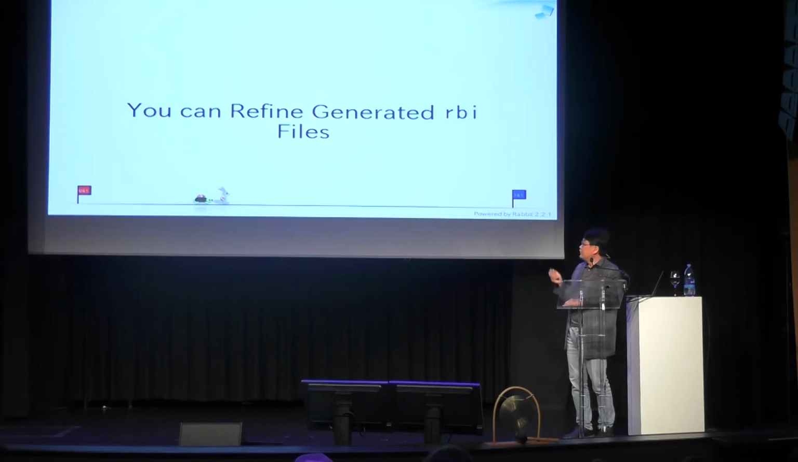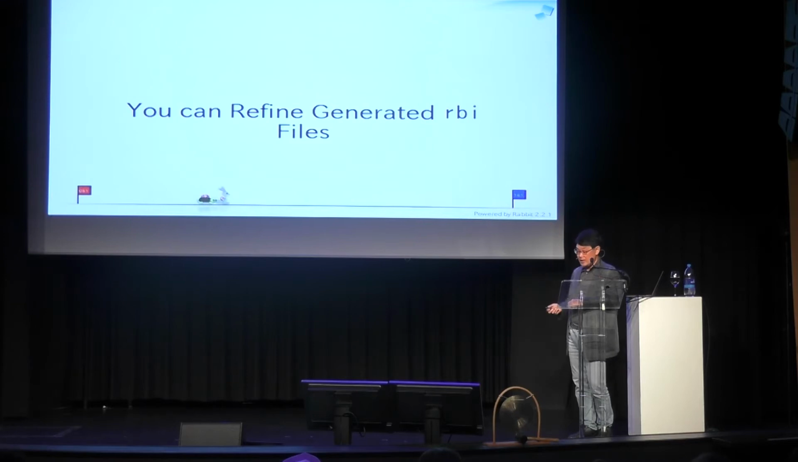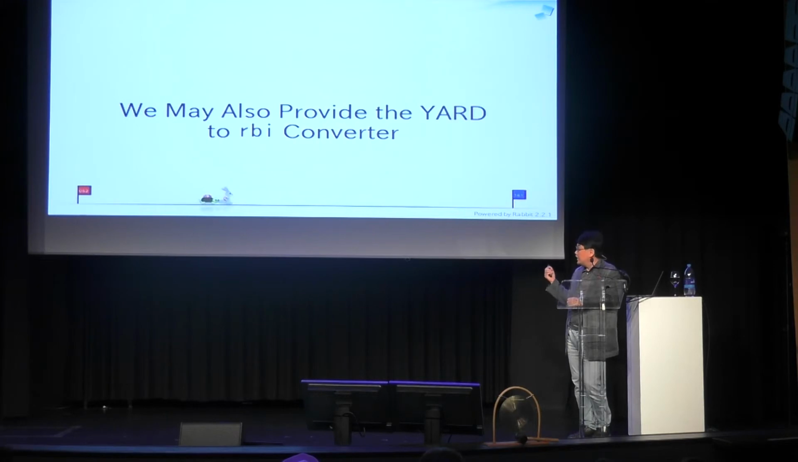In that case, you can refine the generated RBI file. Your knowledge of the application is required to refine that, so you can refine the generated RBI file by hand. Your RBI file is read before the generated one. We may also provide a YARD to RBI file generator, so that you can use the type information from your YARD document. But this is only a plan, so we are not working on it yet.